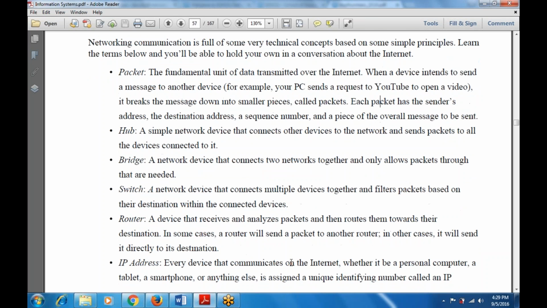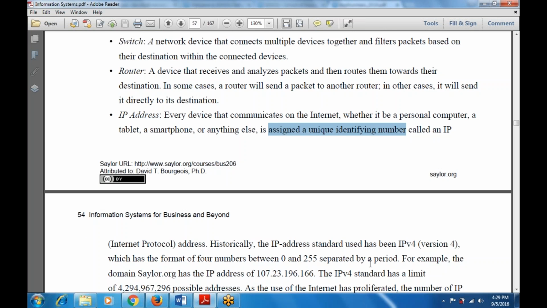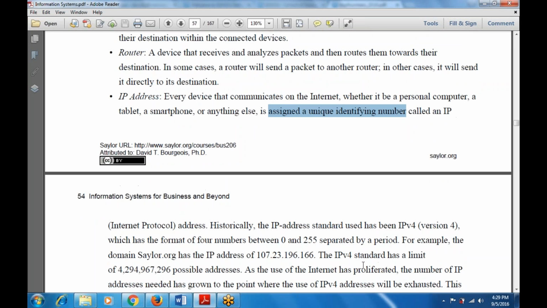The next one is the IP address. Every device that communicates over the network, whether it is a personal computer, a tablet, a smartphone, or anything else, is assigned a unique number, known as the IP address. For example, a home has a unique address. In the same way, over the network, every computer has a unique number. Instead of a name, we use the IP address, the Internet Protocol address.